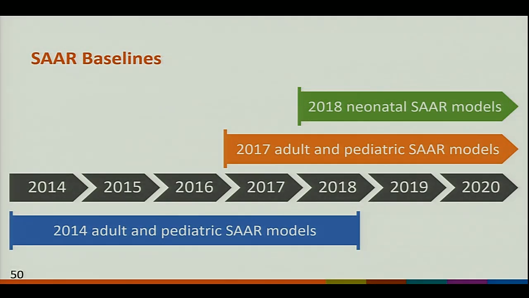This is very important to point out to you. So I have a whole slide showing this. For our SAAR baselines, we currently have 3 different types of SAARs that you can run within NHSN right now. Each of them has a different baseline covering different data years. So the 2014 adult and pediatric SAARs can be generated for AU data submitted from calendar years 2014 through 2018. We did an update to the adult and pediatric SAAR models in 2017, so that's called our 2017 baseline SAAR. So you can generate 2017 baseline SAARs for data from 2017 moving forward to the present. And then newly released this year are our neonatal SAARs, and those can be generated from data from 2018 moving forward as well.